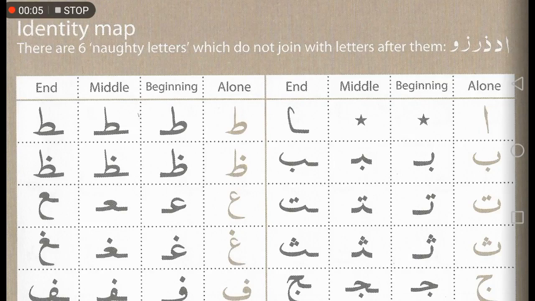Today we're looking at page 4 of the Safar Bridge Qaida, which is the identity map. This is a brilliant page. It gives you a really good base understanding of how the letters look physically when they're joining within words.